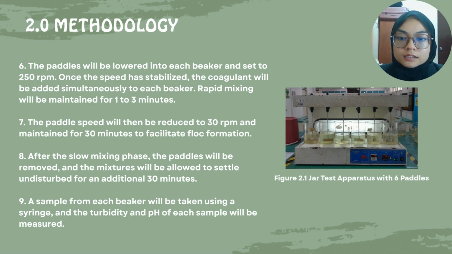Then the paddle speed will be reduced to 30 rpm and maintained for 30 minutes to facilitate floc formation. After the slow mixing phase, the paddles will be removed and the mixture will be allowed to settle for an additional 30 minutes. After that, a sample from each beaker will be taken using a syringe, and we will measure the turbidity and also the pH of each sample.